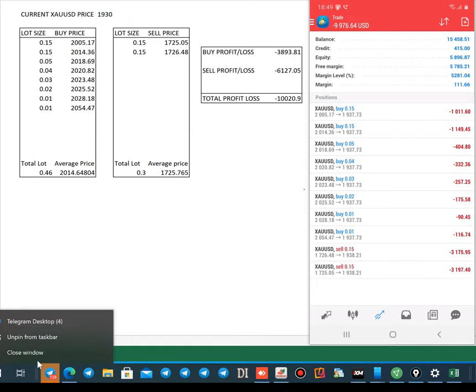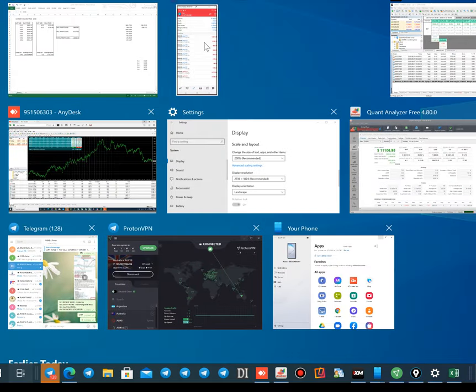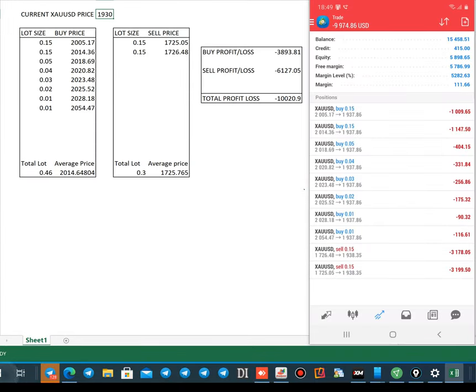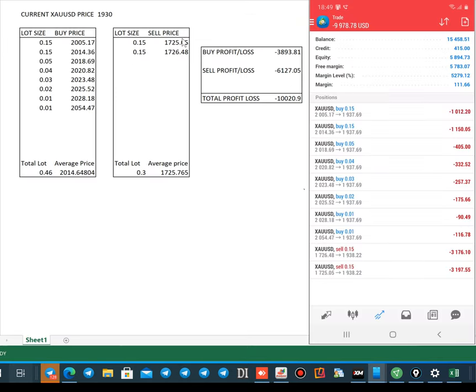So we have analyzed his total lot size. As you can see here, the current XAU price is 1937. So the current loss is 9908. As you can see, there is almost the same loss showing here and here.